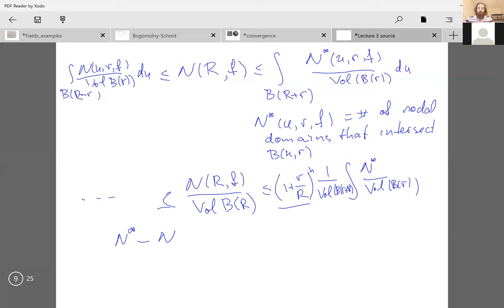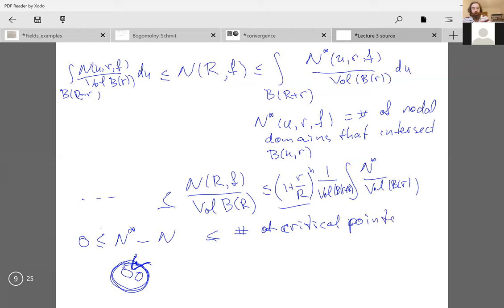and n. So first of all, clearly it's non-negative. So we have some nodal domains inside and some nodal domains that intersect. And then let's make the following observation. Let's look at the restriction of our function to the boundary of this disk. And if a nodal domain intersects, then this restriction must have an extremal point here. So this is less than the number of critical points of f restricted to the boundary. Is it clear?